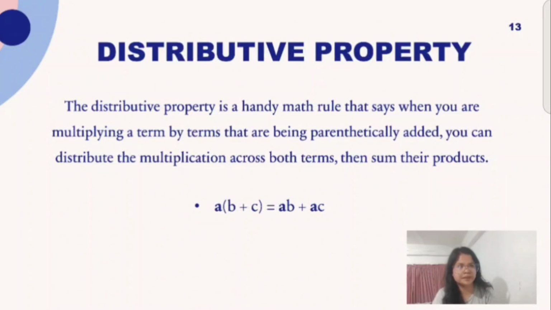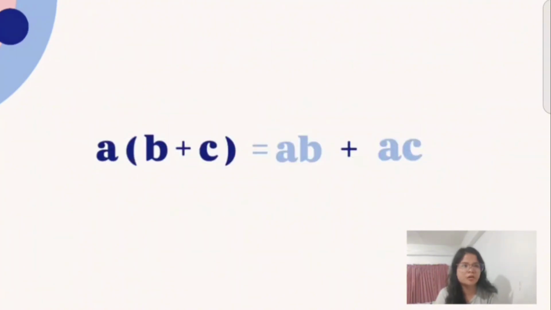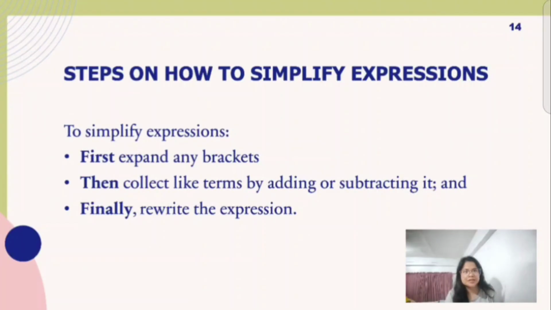In applying the distributive property, the number outside should be distributed to the numbers given inside the brackets. So here, it states that an expression is given in the form of a outside the bracket, while b plus c is inside the bracket. Here are some steps on how to simplify expressions. To simplify an expression, first you have to expand any brackets, then collect like terms by adding or subtracting them. And finally, you write the expression. We will have Teacher Cherry explain the process.